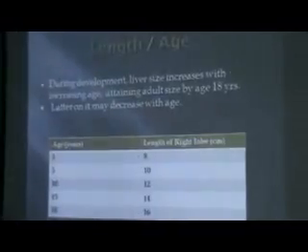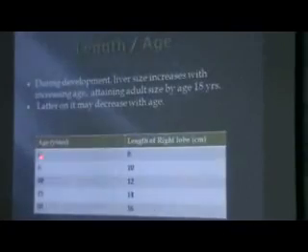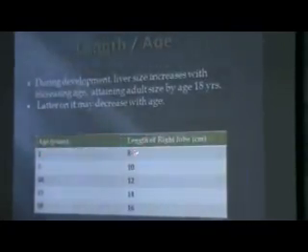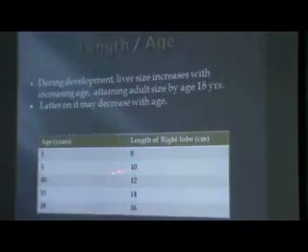During development, the liver size increases with increasing age, attaining the adult size by 18 years, and later on it may decrease in size. At the age of 1 year, the liver is 8 cm, this is the right lobe of the liver. At 5 years of age, it should be 10 cm maximally. At 10 years of age, it should be 12 cm. At 15, it is 14. And at 18 years of age, it should be 16 cm. So with increasing age, the length or the size of the liver increases.